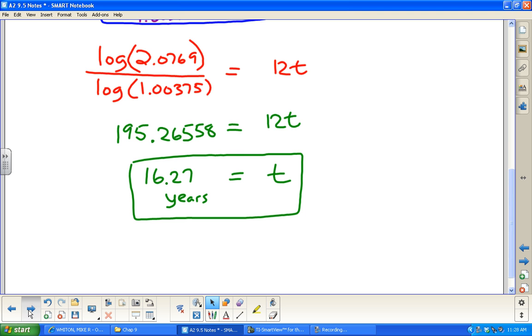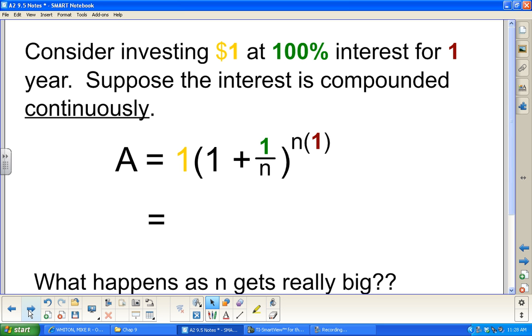All right, so let's consider investing $1 at 100% interest for 1 year. I'm just making up some hypotheticals here. Let's say that the interest is compounded continuously. This is different. This is not monthly or daily. This is going to be constantly. So let's see how that changes things.